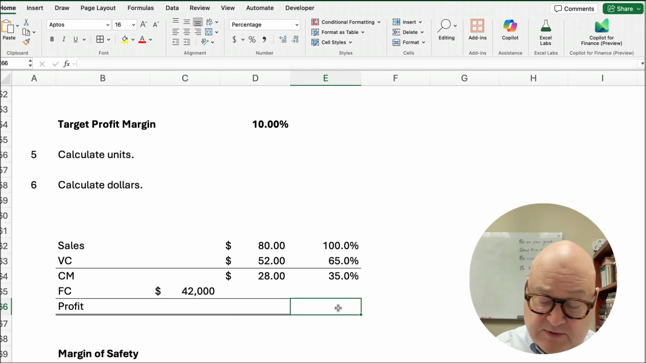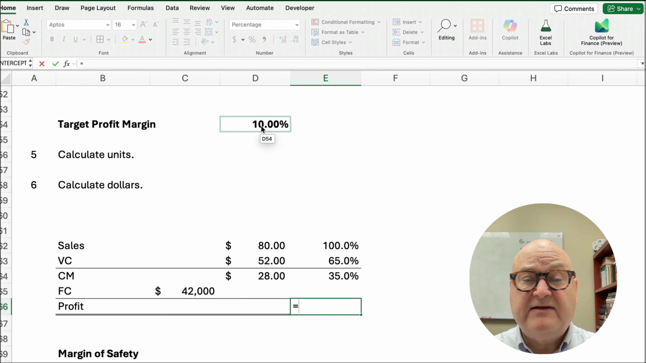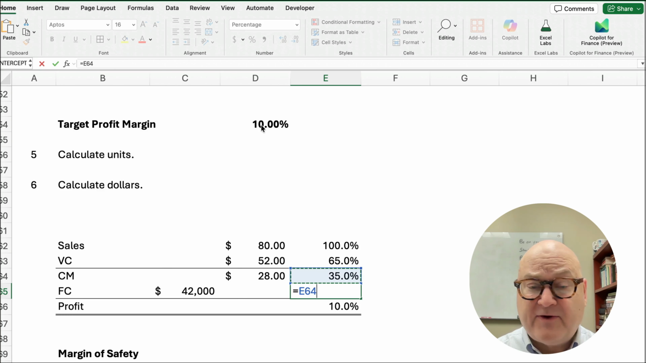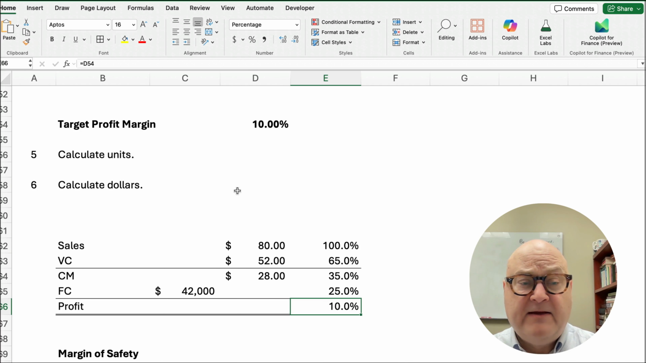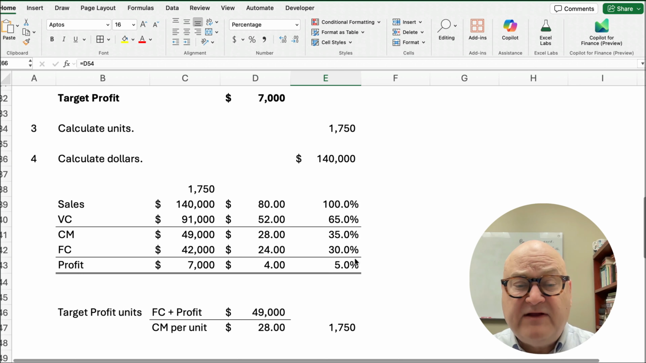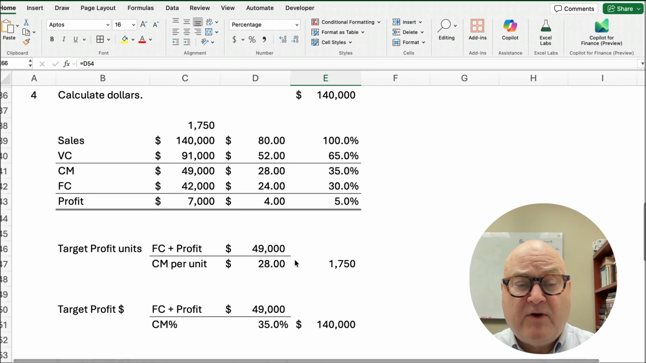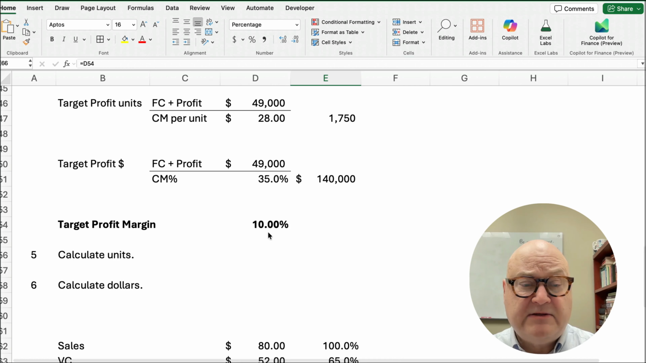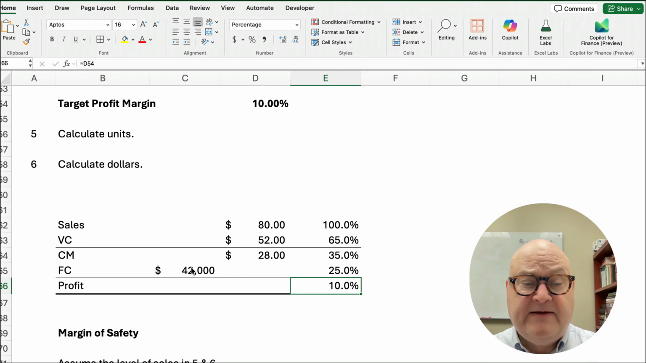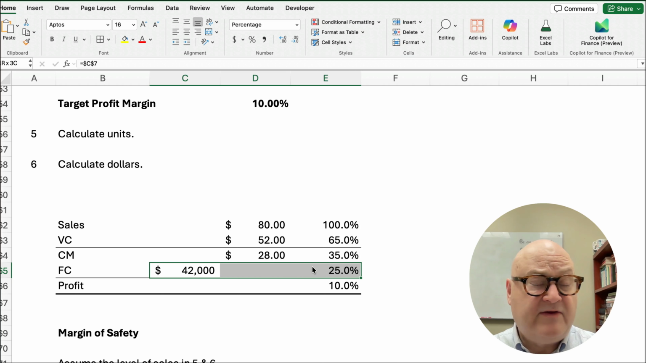It's this number here. So we're going to take the 10% and put it in as profit margin. Now the only thing we can do is take 35 minus 10, that's 25%. By the way, let's look up above for a second. This was 5% profit margin, and we want a 10% profit margin. So instead of giving a dollar amount, we can give a percentage amount. So here's the key. We have two on the same line.